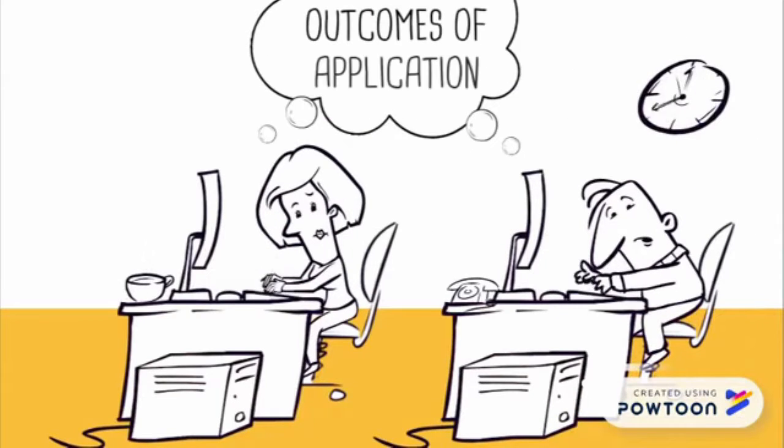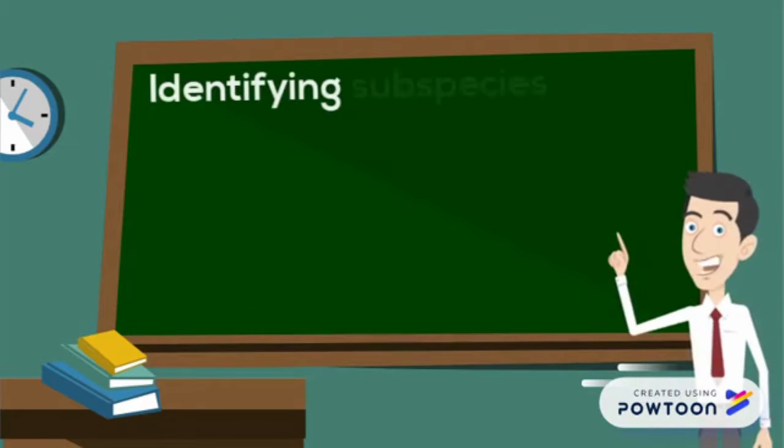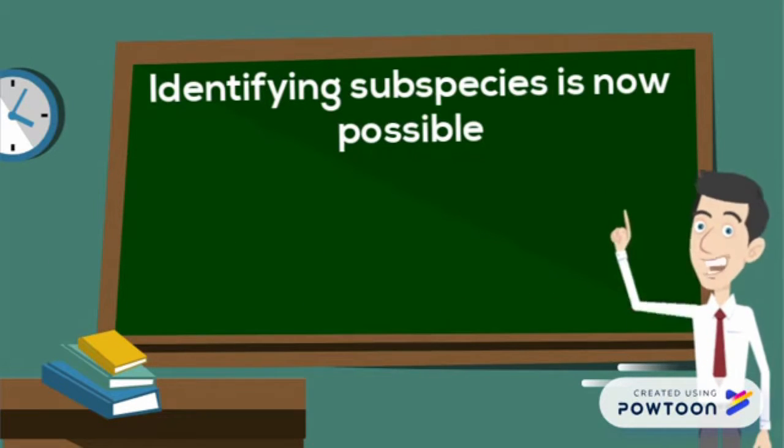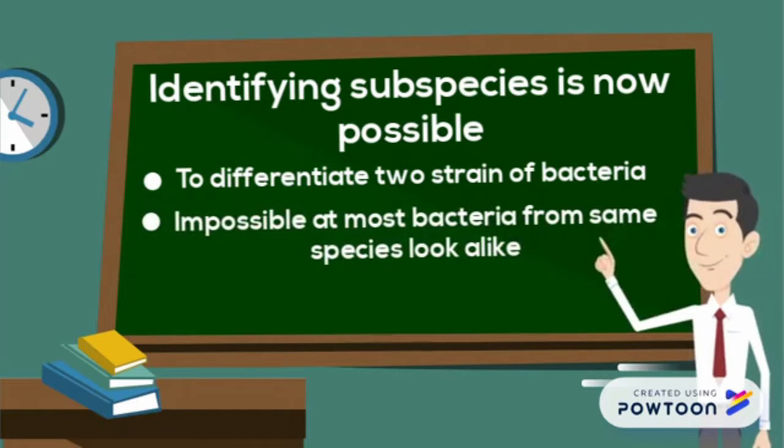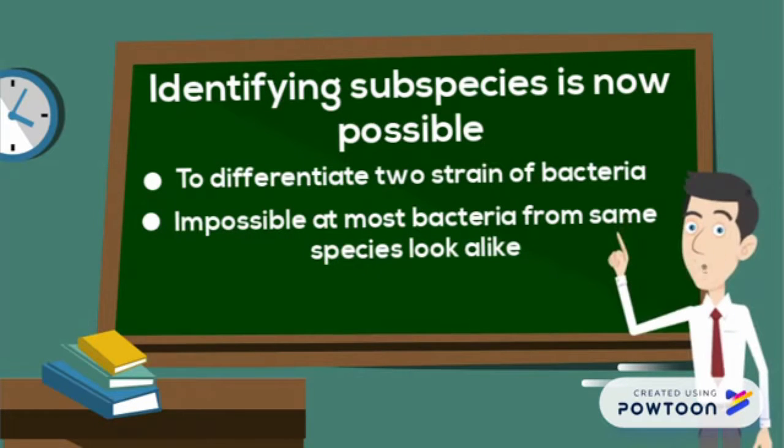Outcome of the application. Identifying subspecies is now possible because if you were to differentiate two different strains of bacteria from the same species manually, it is nearly impossible as most bacteria from the same species look alike.